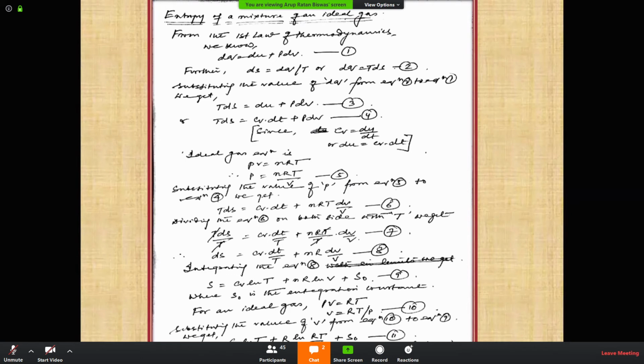Sir, repeat the last four lines, from the 10th one. Equation 10. This equation 10 is for an ideal gas, because we are doing it for an ideal gas. In R ln V, you cannot substitute anything for R, but V can be further substituted. This can be written as RT by P. So here we wrote Cv ln T plus R ln RT by P plus S0. So we considered n equals 1 for 1 mole of ideal gas. Okay.